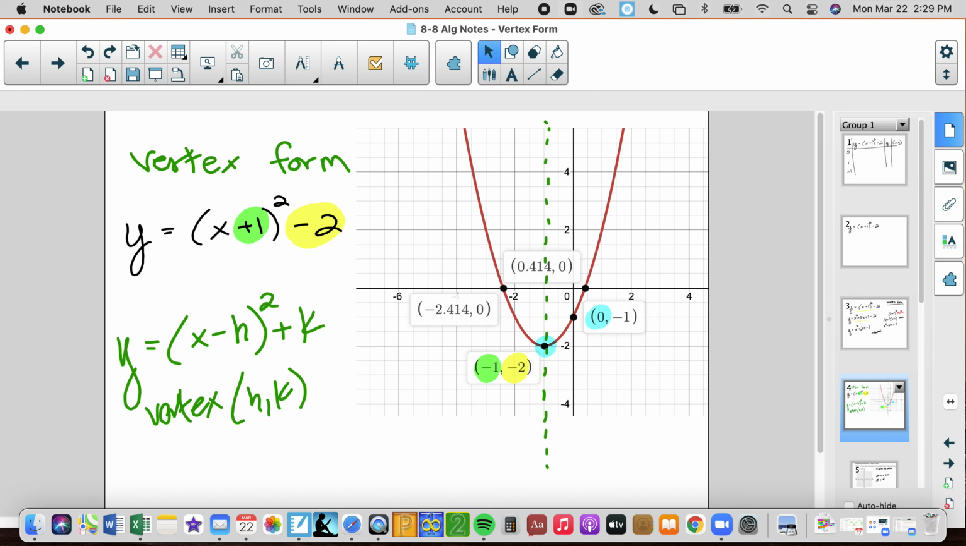So if I want to find the vertex, I'm going to do the opposite of the constant inside the parentheses, and then I'm going to take this as my y value. And we cannot find the y-intercept at this point. We can't find any other point. All we can derive from vertex form is the vertex, which isn't bad.